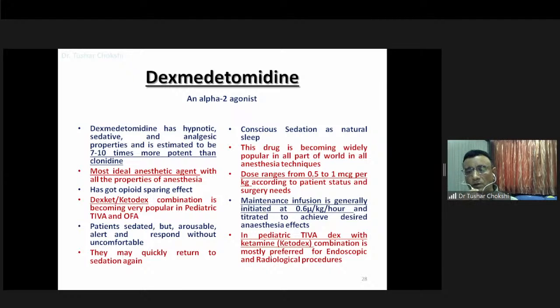The dose is 0.5 to 1 microgram per kilogram, and the maintenance infusion is 0.6 to 0.7 microgram per kilogram per hour. And I told you that in pediatric TIVA, the combination of Dex with ketamine is mostly preferred. I use it even in my ENT practice, urology practice, or even gastro practice. Initially I was using Ketofol, that is ketamine propofol, but for the last 2 years I have switched over to Dex.